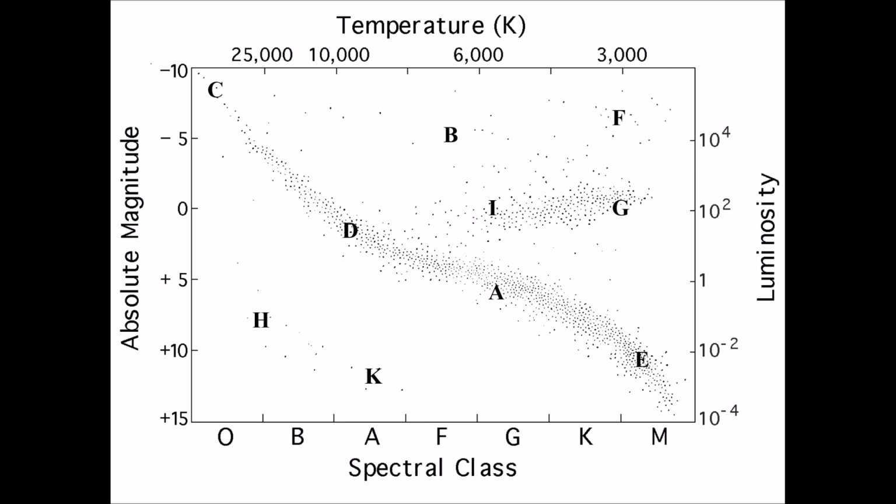What object is the brightest? The answer is C, because it's the furthest up on the diagram. So C is not only the hottest, but it is the brightest of all the things that are on here. K looks like it's the faintest.